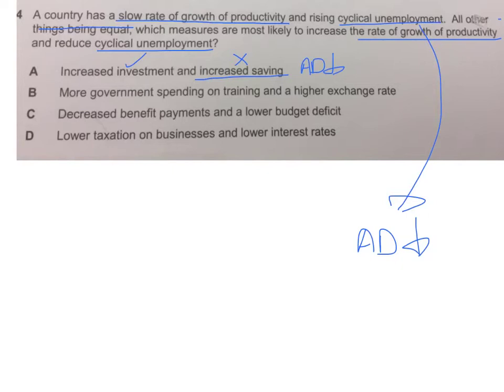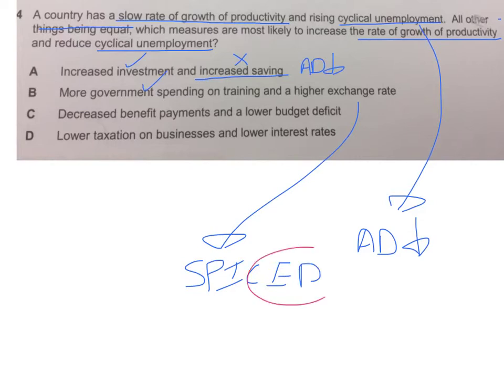Next one. More government spending on training. That's good. That would make workers more productive. And then it says a higher exchange rate. Whenever you see that, you write SPICE: strong pound, imports cheap, exports dear. The problem with that is, with exports being dear, AD would actually go down because people won't be buying our goods, and exports are part of AD. So that's wrong.